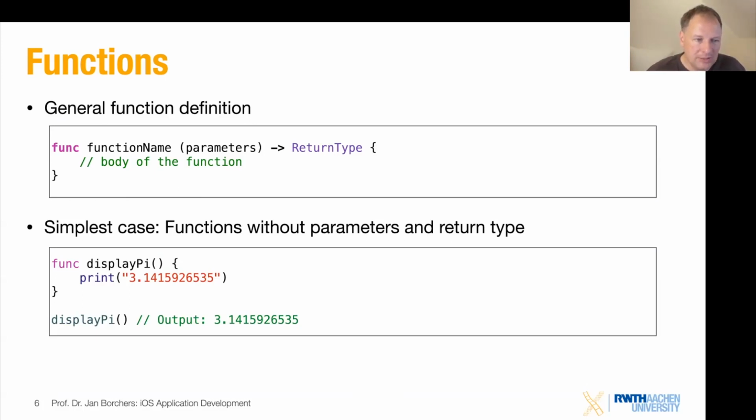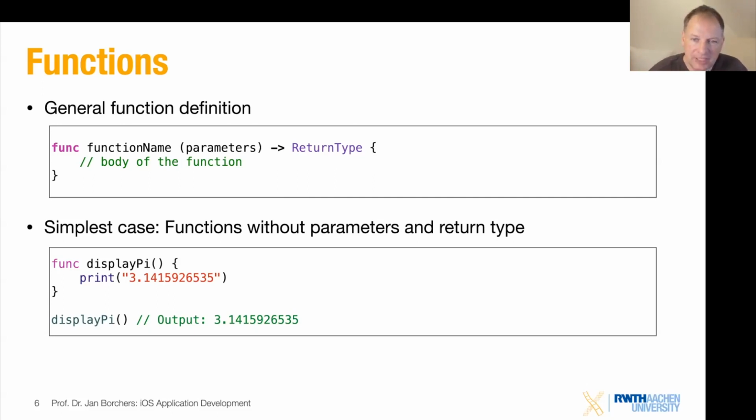Then you've got the body of the function in curly braces, as you would expect. Down there at the bottom of the slide, you see this very simplest example where we don't have a return type, we don't have any parameters. We just define a function to display the constant pi, and that's simply done the way that you see it there. And you can call it just by calling its name with the round parentheses around it to indicate that you're calling the function.